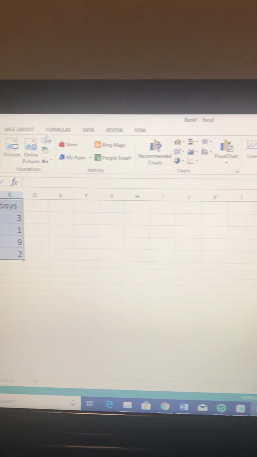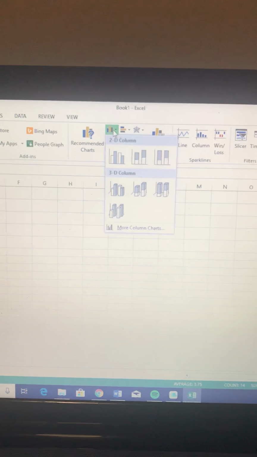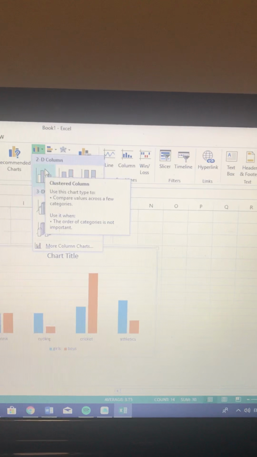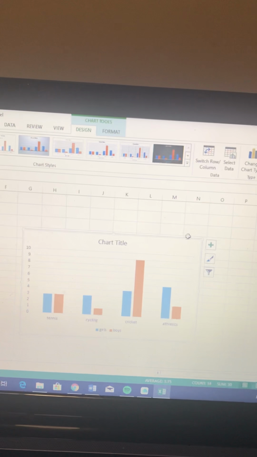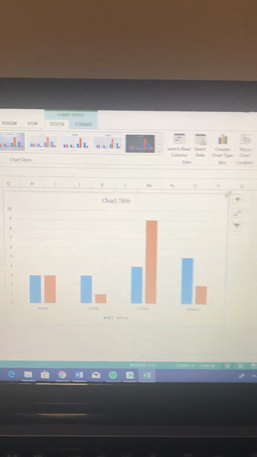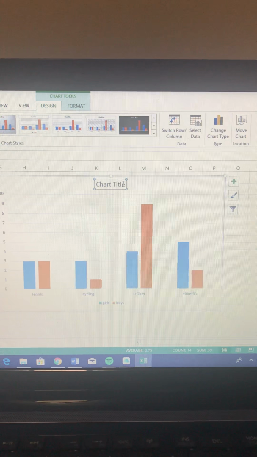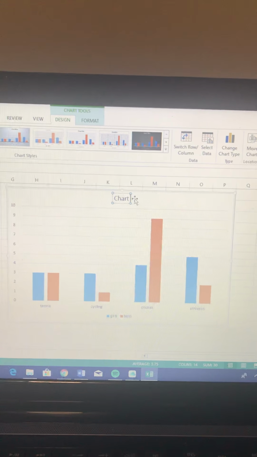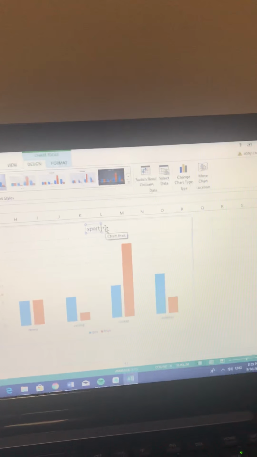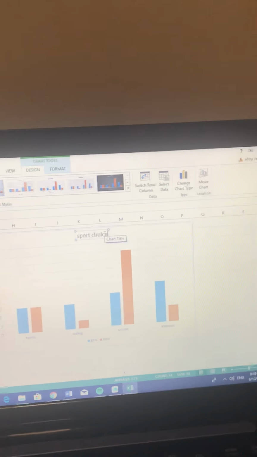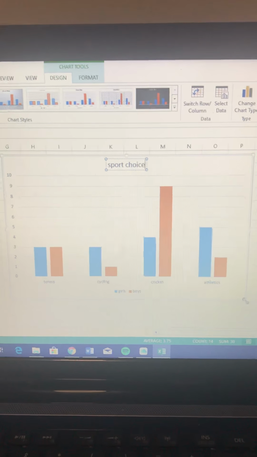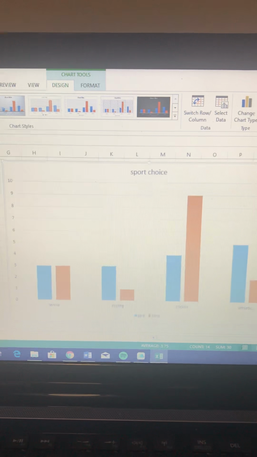Okay, so we come up here and we go to graphs, and let's pick a 2D column graph. Okay, so let's make this a little bit bigger. Okay, we'll change the title. So I think I might change it to sport choices or sport choice. Okay, so let's have a look at interpreting this graph.